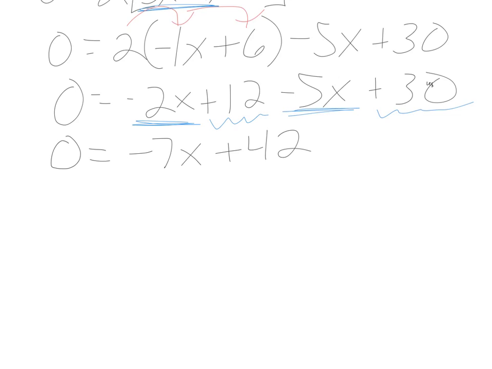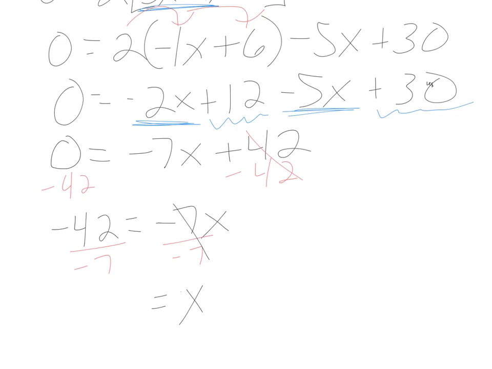Okay, we're trying to get the x by itself. Let's move the 42 over. Negative 42 equals negative 7x. And divide. Make sure you keep the negative with that 7. And x equals 6. On all equations, you can always take the answer and plug it back into the original problem for x and make sure it makes the original problem true. You can always check equations.